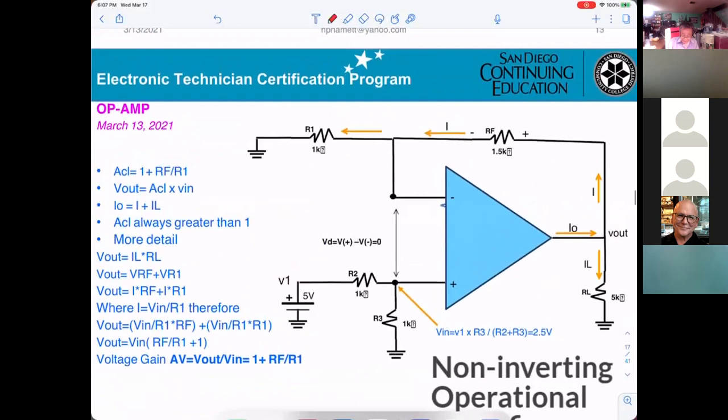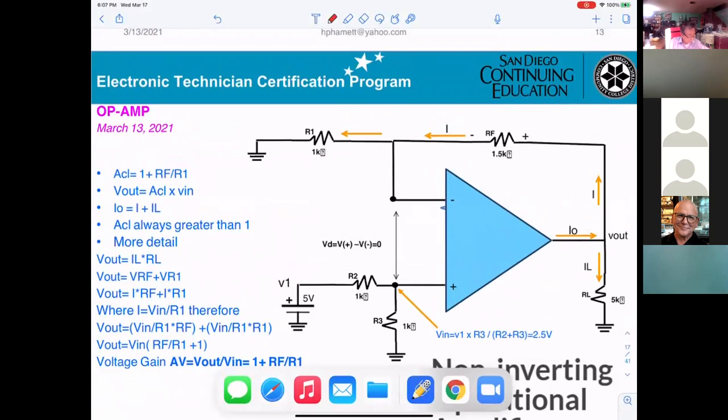Okay, this is a non-inverting. How do we know that it is non-inverting? When the input is applied to the positive, that will be non-inverting. Input applied to the negative, that will be inverting. The first thing we can see here is the voltage you want, that will be V in. Not this guy, not this one. The input has to be connected directly to the positive.